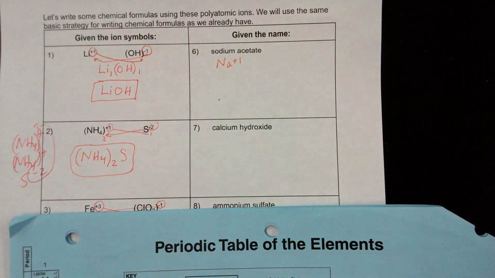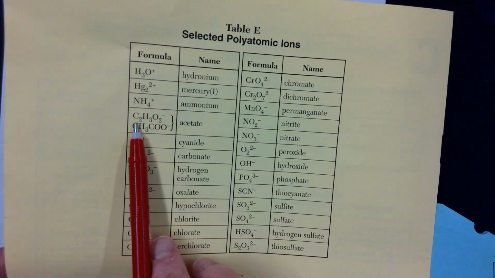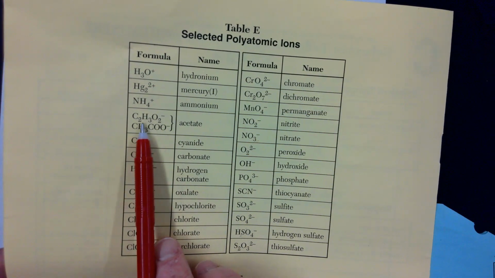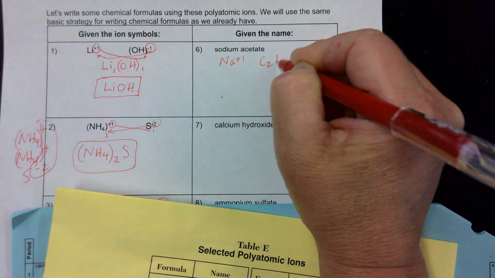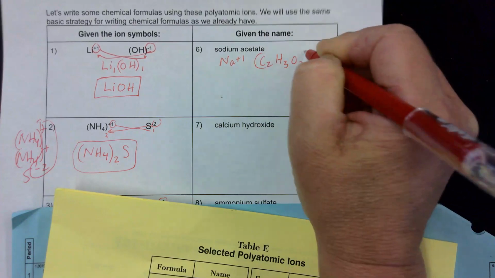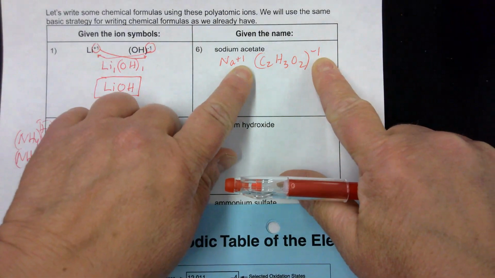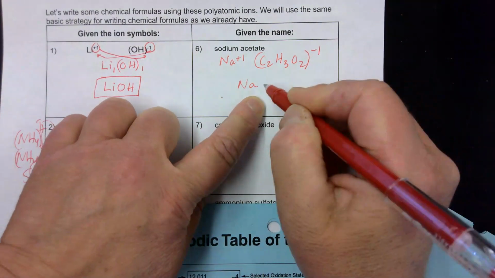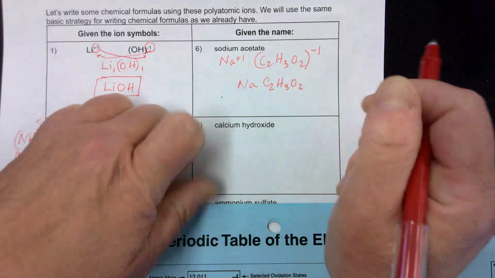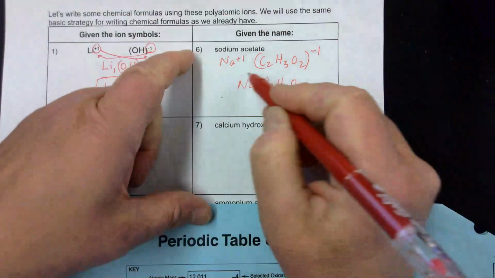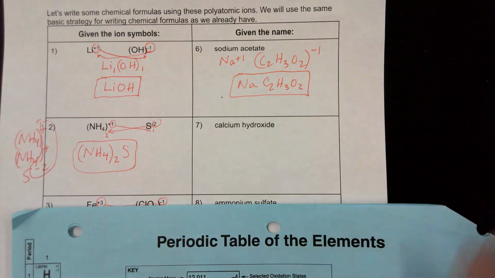Acetate is on our reference table E. Acetate can be written either of these two ways. I'm going to choose the top way, the C2H3O2 with an overall -1 charge. C2H3O2 in parentheses -1. Now because it's a +1 and a -1, I just need one of each. So I'm just going to write Na, C2H3O2, and I do not need the parentheses because I only needed one of them, and the parentheses are helpful when you need to show that you needed more than one of them.